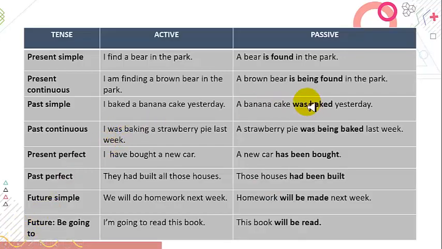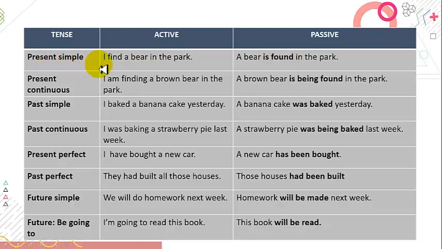Let's see the tenses. Here we have present simple, present continuous, past simple, past continuous, present perfect, past perfect, future simple, and future with be going to. This is just a name. If you remember, these are very basic tenses, right? This is active voice and this is passive voice. Remember that in active voice, you always have a subject, a verb, and an object, right? But in passive voice, the important part is the object, then the use of the verb to be, and a verb in past participle, okay?